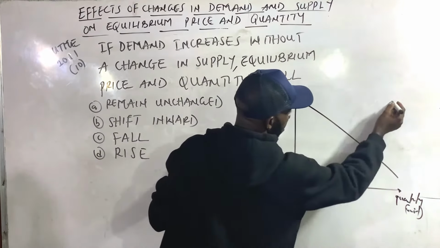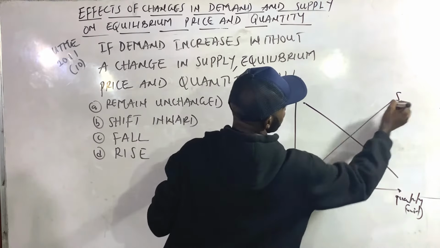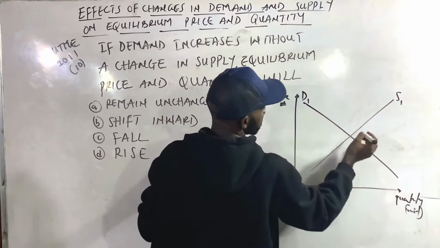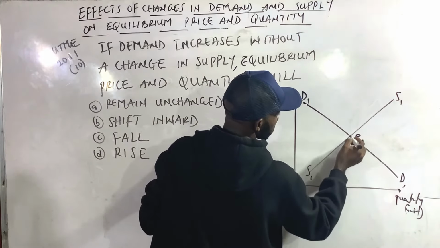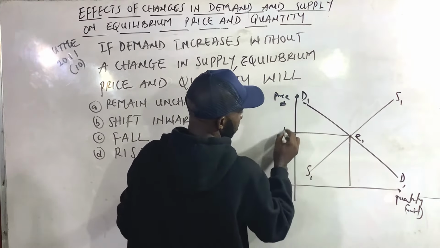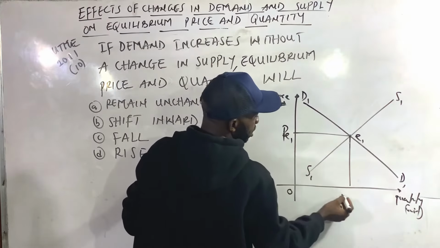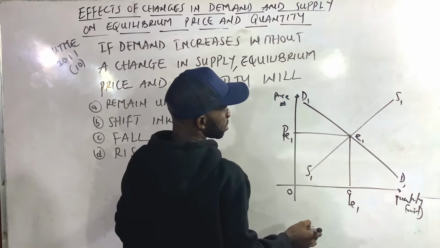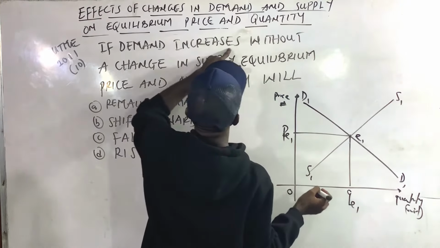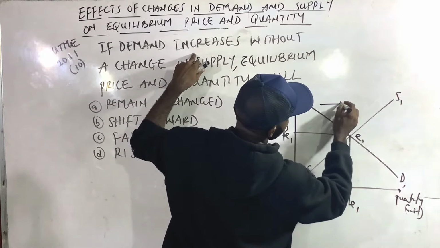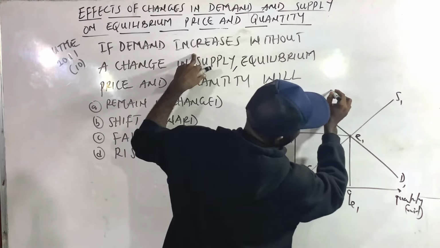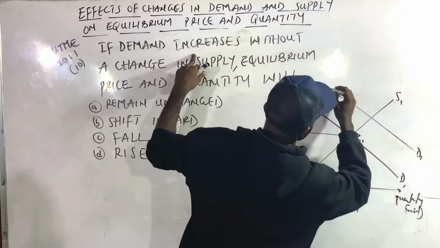This is the original point. We have first supply, first demand. Equilibrium point 1, and then we have equilibrium price 1, equilibrium quantity 1. We increase demand without anything happening to supply. That increase shows a rightward shift of the demand curve.